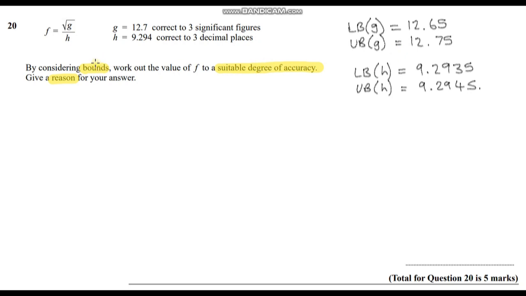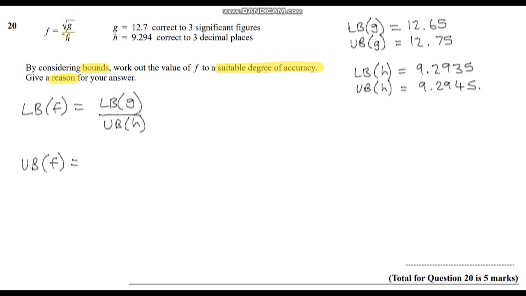Let's think about the lower bound of f. So think about what's the smallest number this could possibly be. Well, to get this as small as possible, g is going to have to be as small as possible, but h is going to have to be as big as possible. So we're going to find the lower bound for g divided by the upper bound for h. And I'll do that in a moment, but let's just think about the upper bound for f. The upper bound for f, well, that's going to be the opposite.